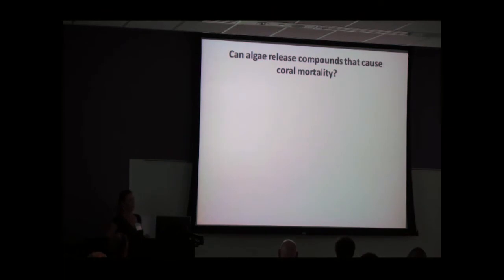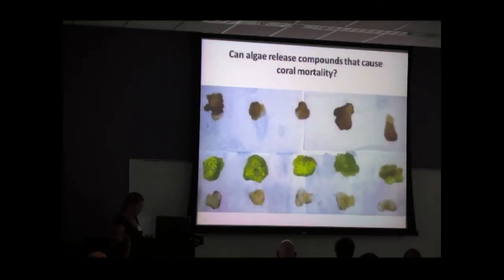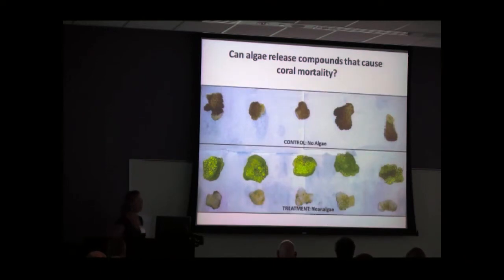So can algae release compounds that cause coral mortality? This was essentially the results of the first experiment. The corals on the top were the controls that had no algae adjacent to them. The corals on the bottom were the ones that were grown in those chambers near algae.